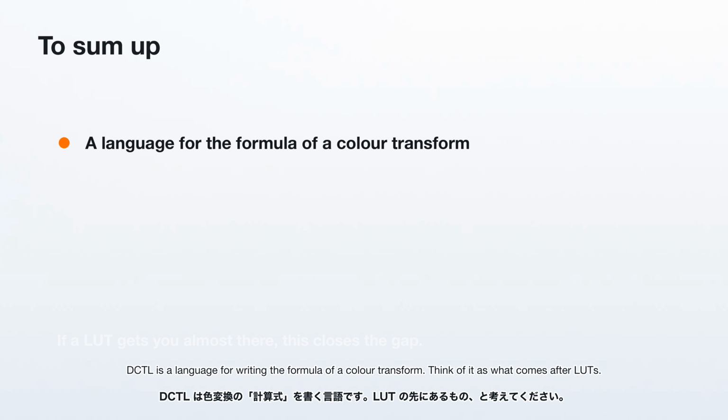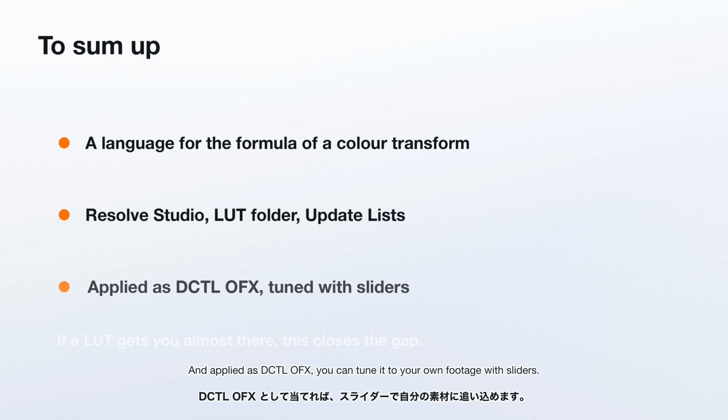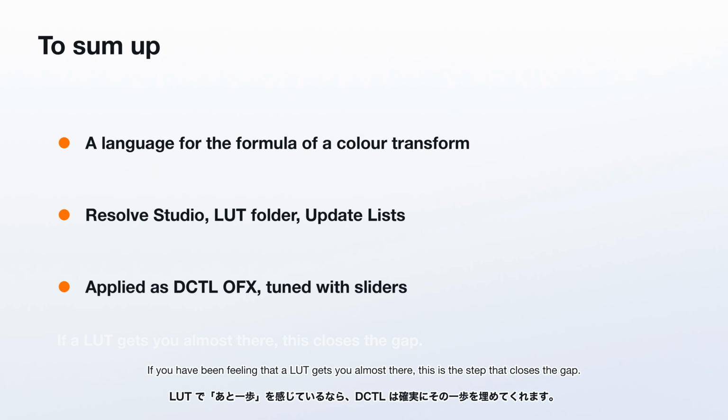To sum up, DCTL is a language for writing the formula of a color transform. Think of it as what comes after LUTs. It needs Resolve Studio. You install it by dropping the file in the LUT folder and pressing Update Lists. And applied as DCTLOFX, you can tune it to your own footage with sliders. If you have been feeling that a LUT gets you almost there, this is the step that closes the gap.